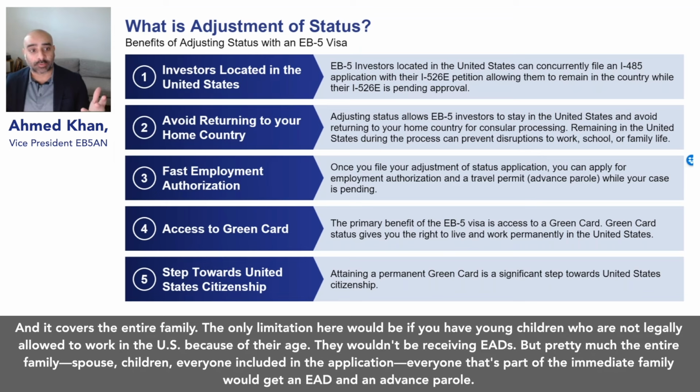And it covers the entire family, right? The only limitation here would be if you have young children who are not legally allowed to work in the US because of their age, they wouldn't be receiving EADs. But pretty much the entire family, spouse, children, everyone included in the application, everyone that's part of the immediate family would get an EAD and an advanced parole.